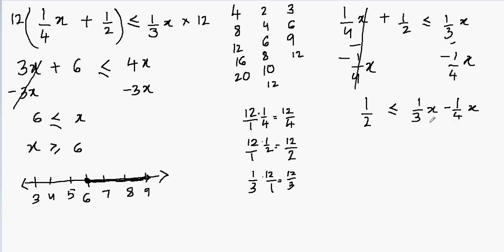Now let's ignore the variable for a bit and just work on fractions. So 1 over 3 minus 1 over 4. Now you can see that we don't have the same denominator. If you have the common denominator, you can just combine the fraction. But this time we don't have the common denominators. So what we have to do is make the denominators equal. And how do we do that?